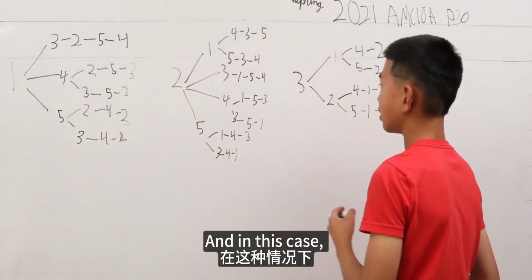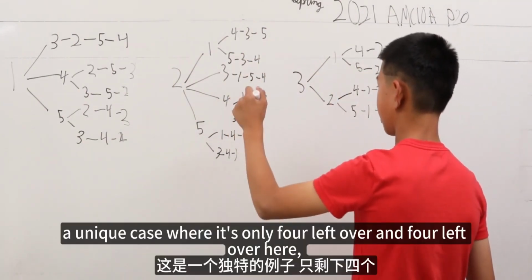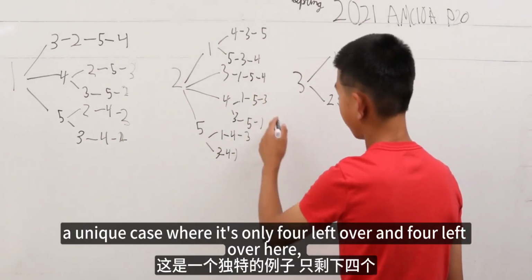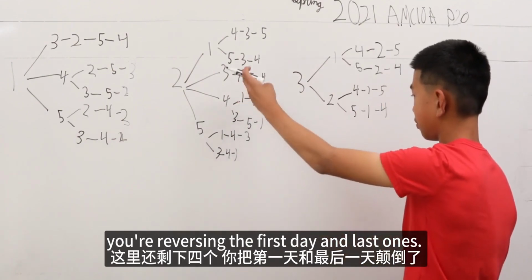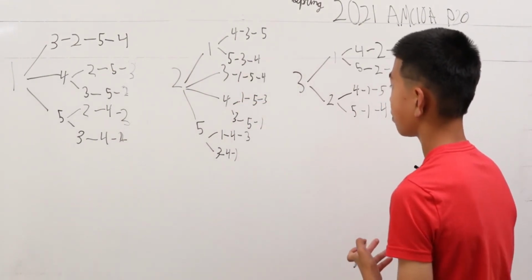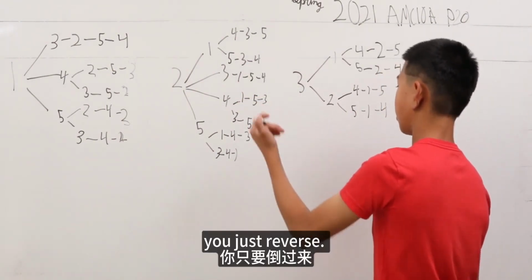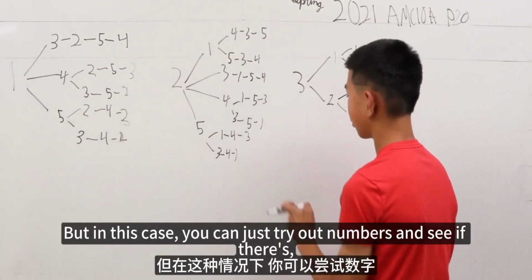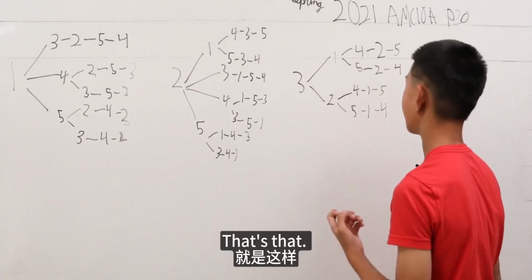In this case, a unique case where only 4 is left over, you're reversing the first and last ones. But in this case, you can just try out numbers and see if there are 2 cases. If there's not, that's that.